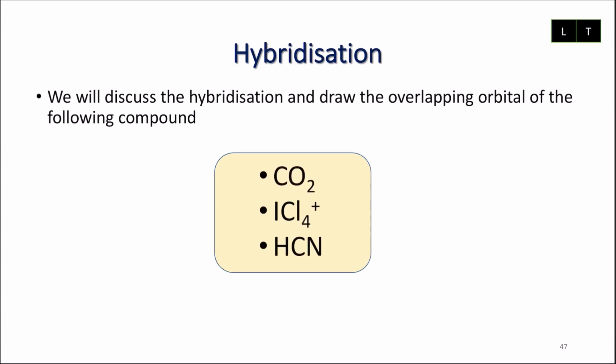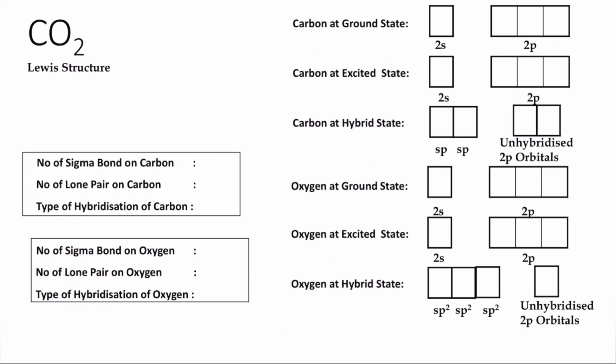I only got 3 examples here so that I can show you the orbital overlapping for these molecules. Let's try one by one. We are going to start with CO2 first. If you take a look here, kita akan draw the Lewis structure macam biasa. For CO2, kita ada Lewis structure like this one.